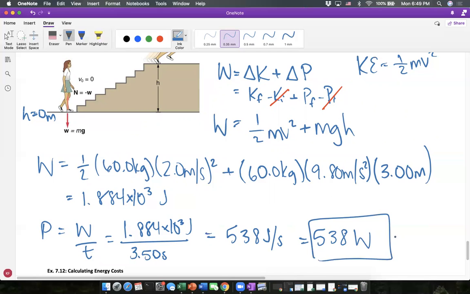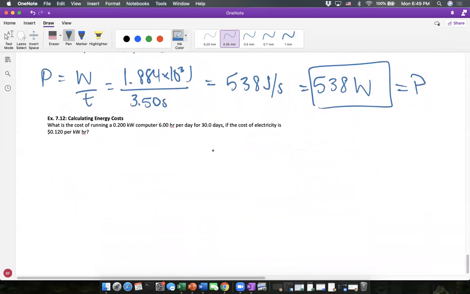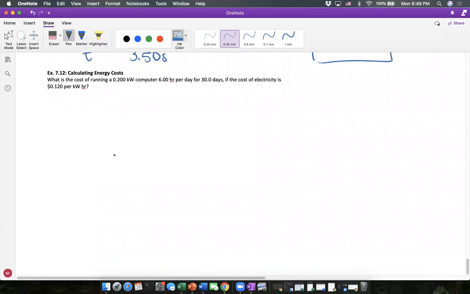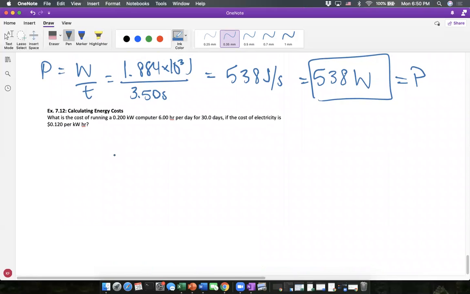That's how much power output she produces going from the bottom to the top of the flight of stairs. So next time you're running upstairs, which I don't recommend, you can calculate what power output you put out. All right, let's look at the last example here. This one is another day-to-day thing that you might be interested in.